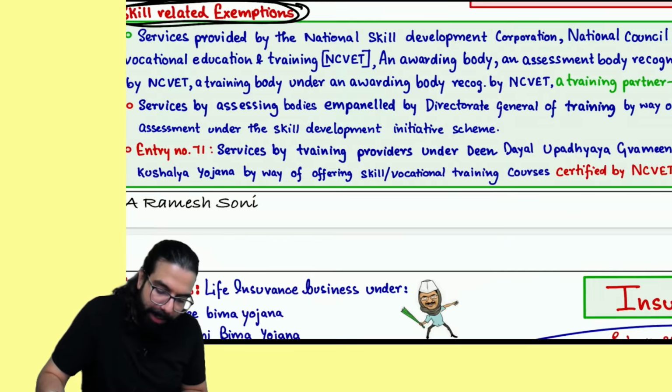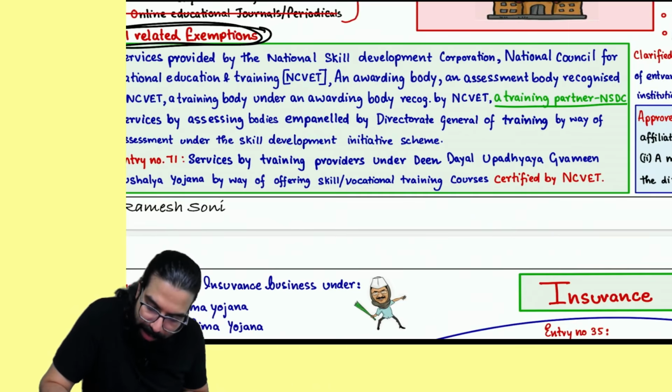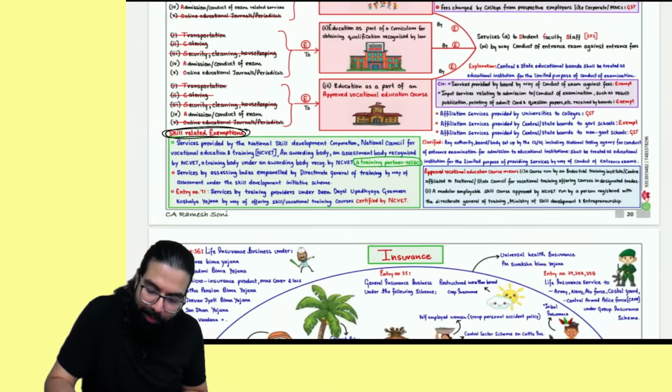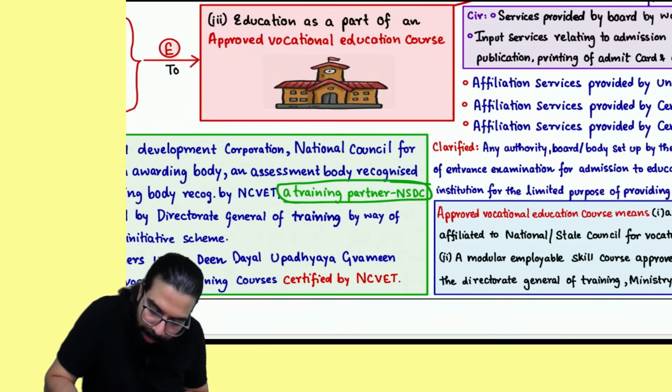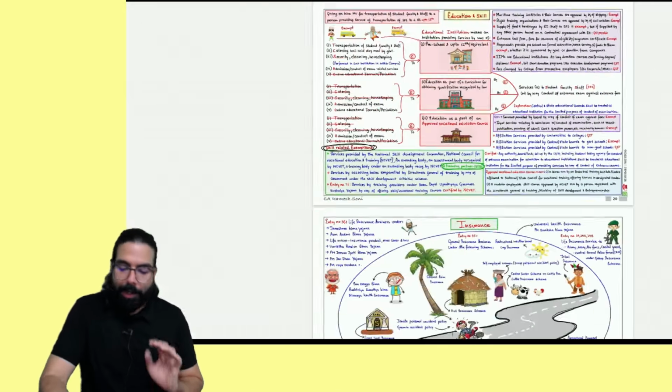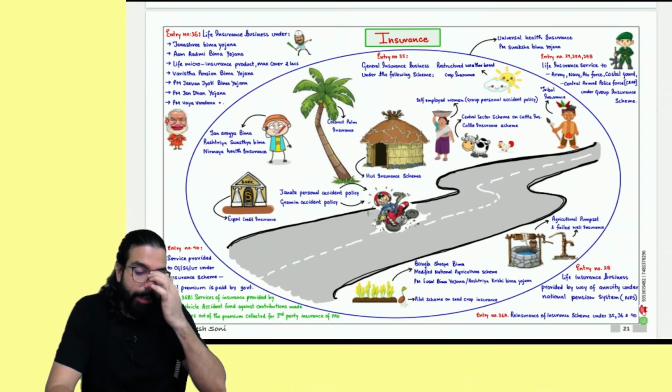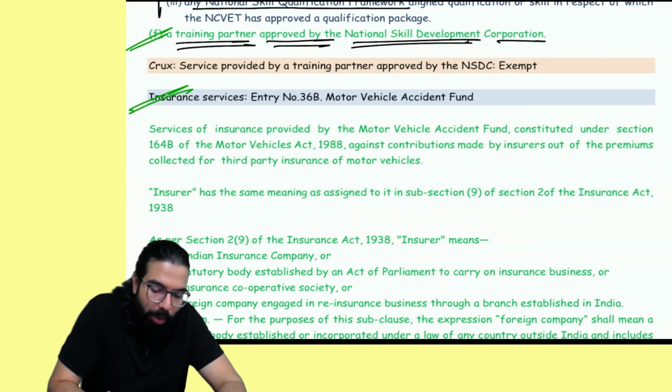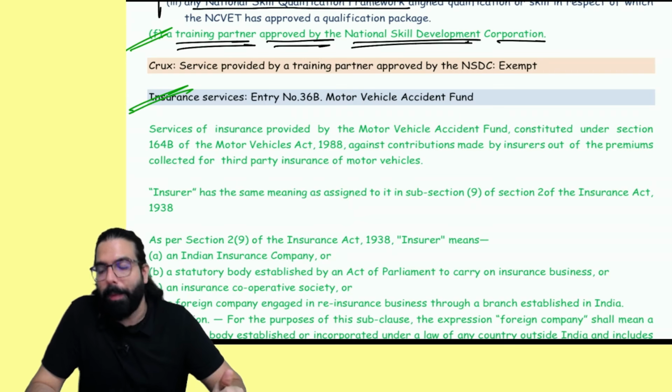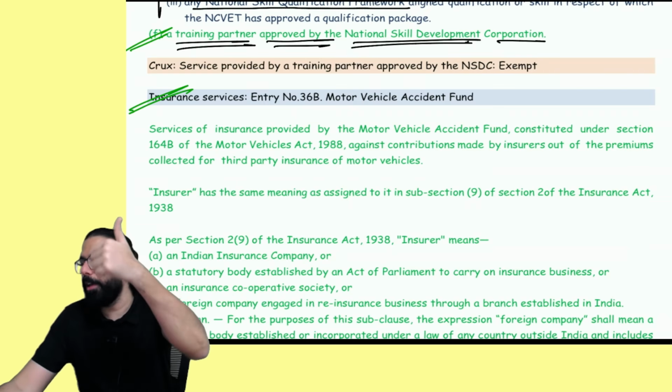Done, sir. And what I've gone ahead and done is I've written this point in the amended chart also, in the education chart. Here I've written this point. Done, sir. This point is clear. The next one. Now the next one over here is relating to motor vehicle accident fund. People, please tell me, are we all 100% clear till here?